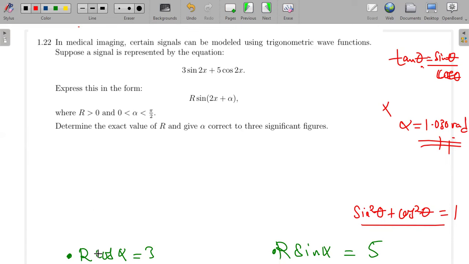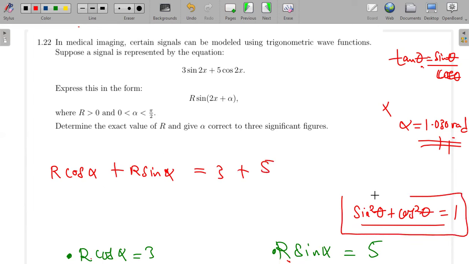I'm going to, first of all, add these two. So I add whatever is on the left, so it will be r cos theta plus r sine theta, and this equals, the first part is equal to 3, and then plus the second part is equal to 5. Now I'm going to take advantage of this property here. So what am I going to do? I'm going to square all these things.